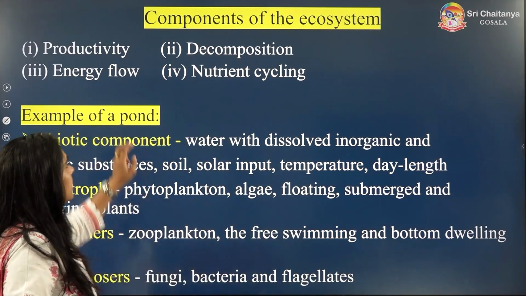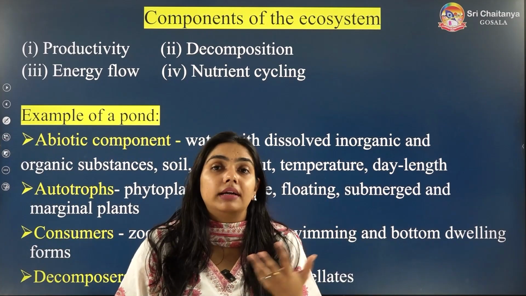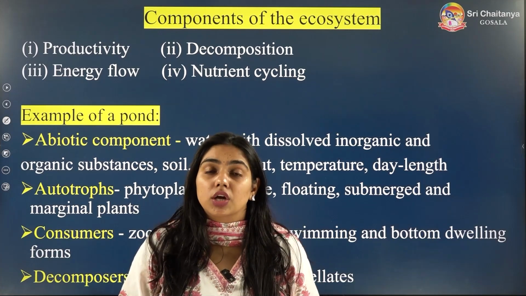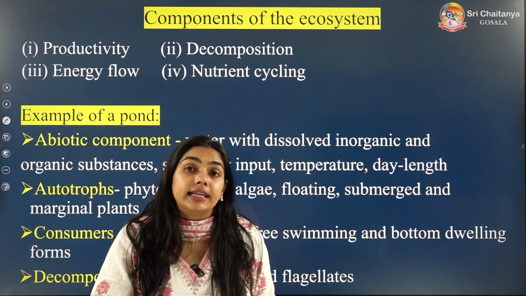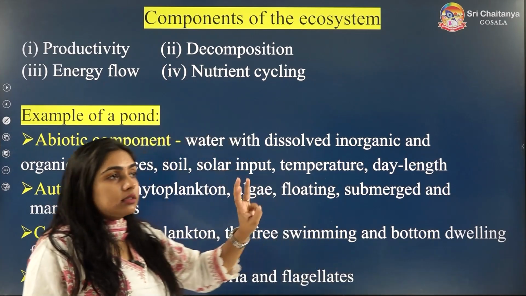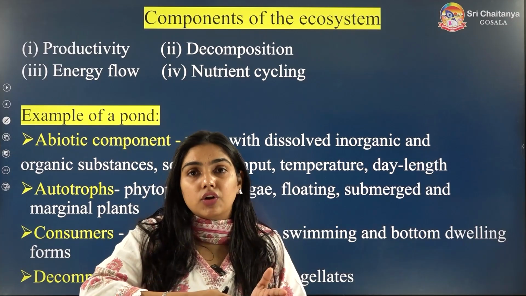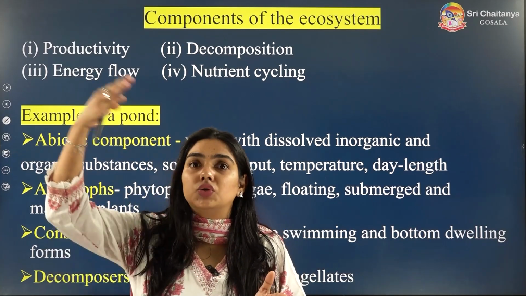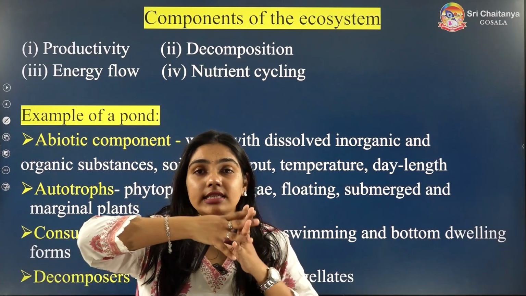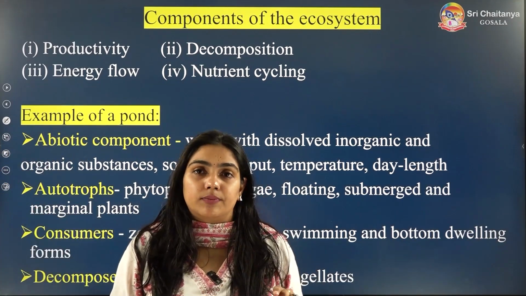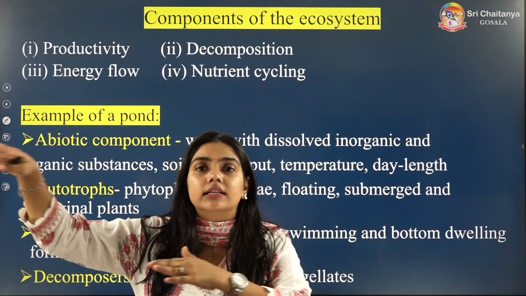The second component is decomposition. All these producers and consumers, when they die, will be decomposed. Decomposition is another very important process, explained in detail in this chapter. The third one is energy flow. Energy flow means that from one trophic level to the next trophic level, energy is passed, and this energy always goes in one direction: from the sun to producers, from producers to consumers.